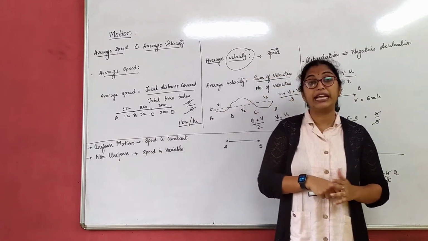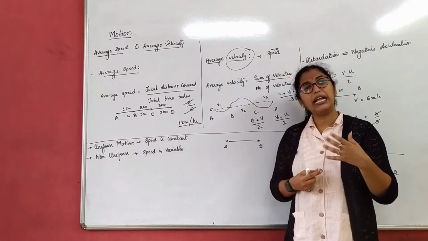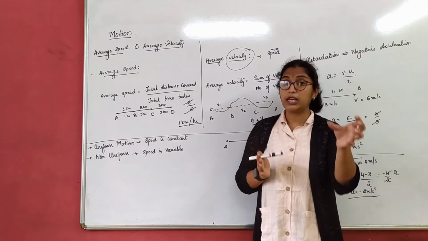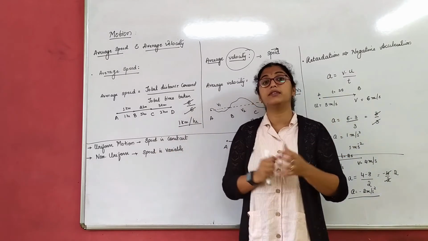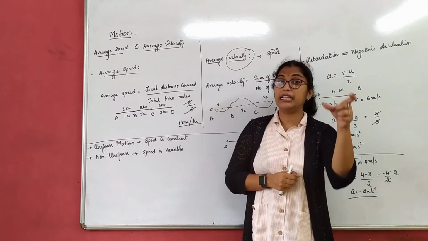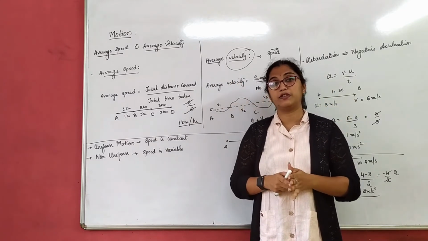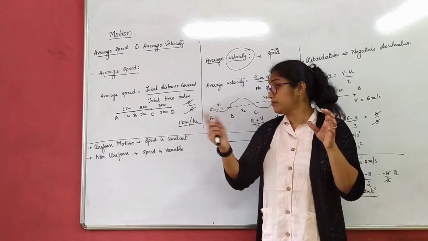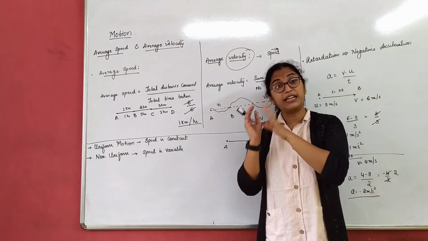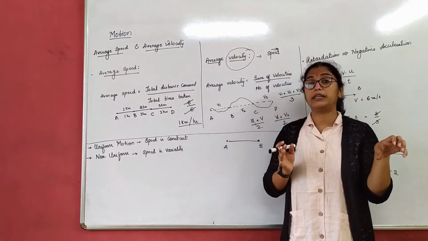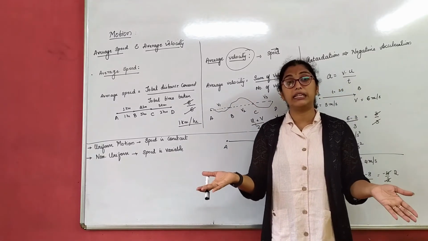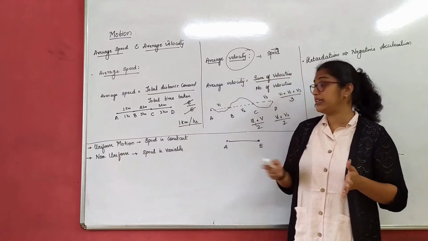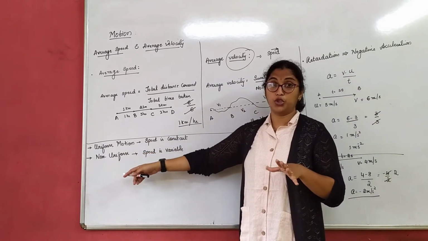Non-uniform, how do we define? The body is traveling unequal distance in unequal intervals of time, or equal distance in unequal intervals of time, or unequal distance in equal intervals of time. That means if distance is equal, then time won't be equal. If time is equal, distance will not be equal. Otherwise, both are unequal. At that point, we say that the body is traveling with a non-uniform motion.